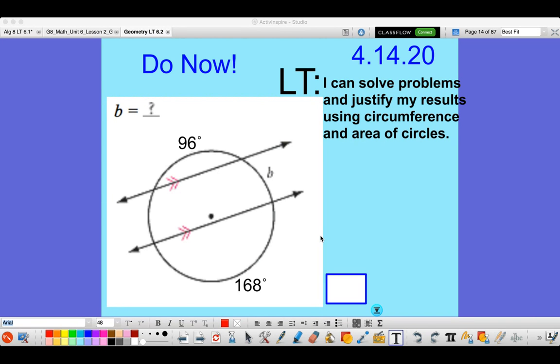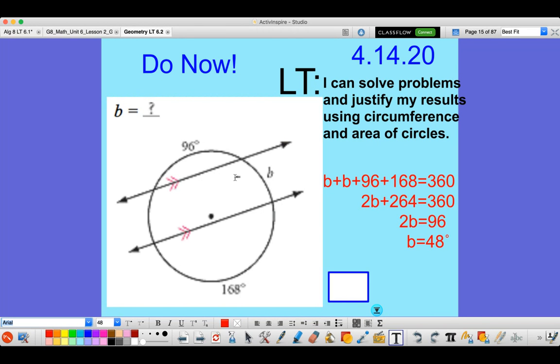So we've got a circle here, and I see I've got two lines that are parallel lines, and then I've got two arcs on the circle marked with their degrees. I would like for you to find what is the value of this arc right here. B, find the value of that arc. Pause the video if you need to. Make sure that you've got your notebook ready, pencil, calculator, all of the tools that you need ready to go.